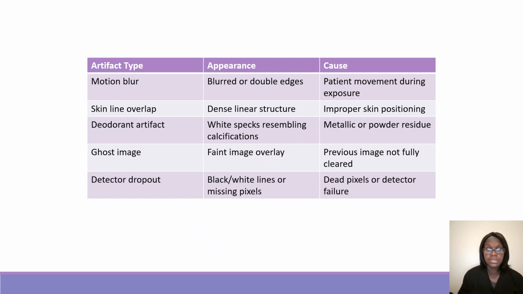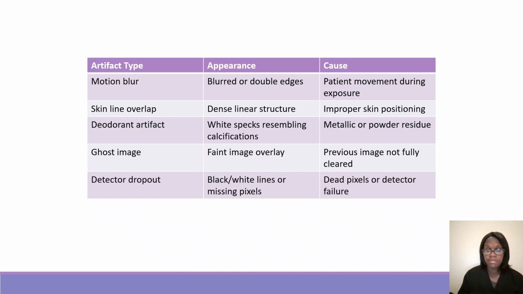You have your skin line overlap. The appearance will be dense linear structures, and it's caused by improper skin positioning. Your deodorant artifact will appear as white specks resembling calcifications caused by metallic or powder residue. Even if a patient has told you, this can be 4 o'clock in the evening. If the patient has told you that they put deodorant on at 6 o'clock in the morning, still have them wipe it off. You just never know.